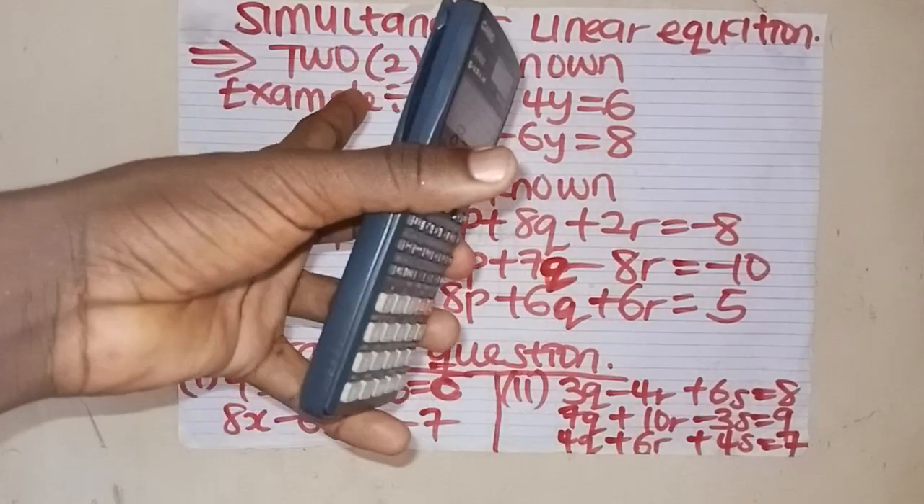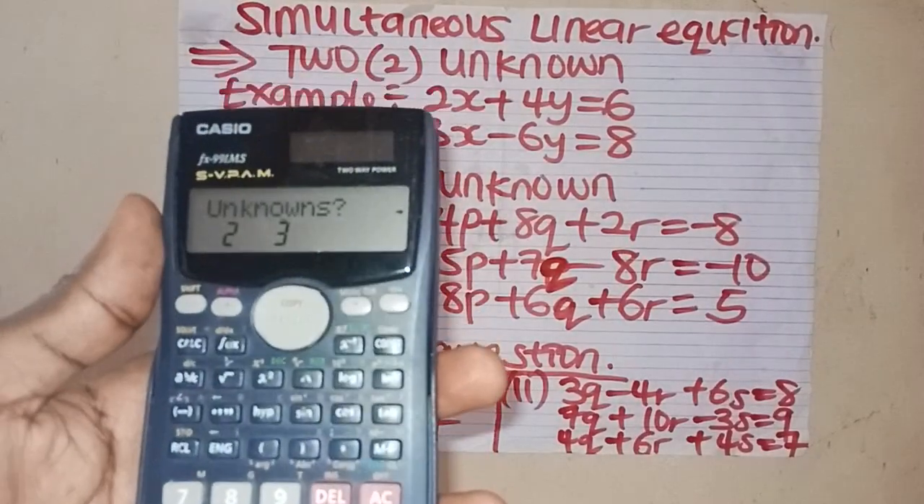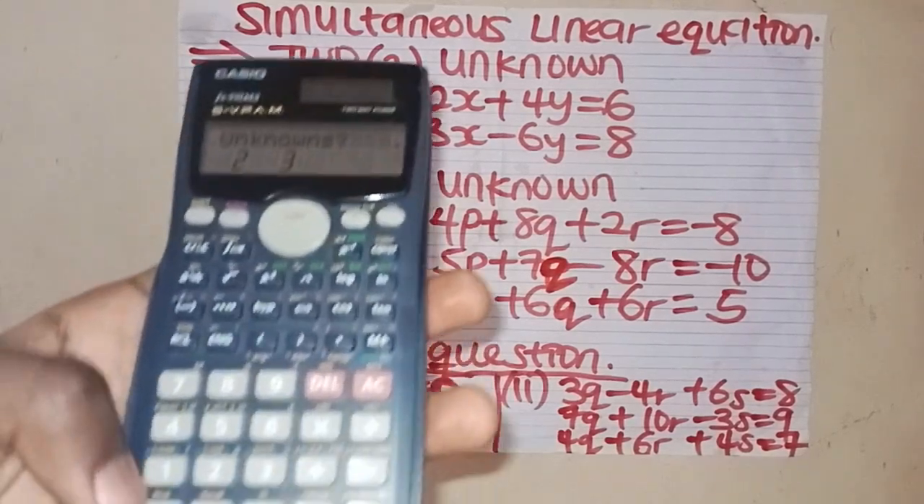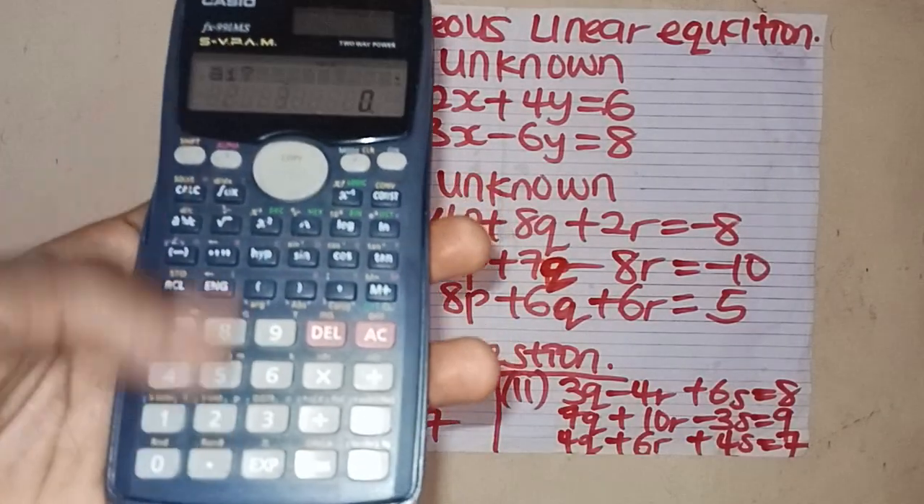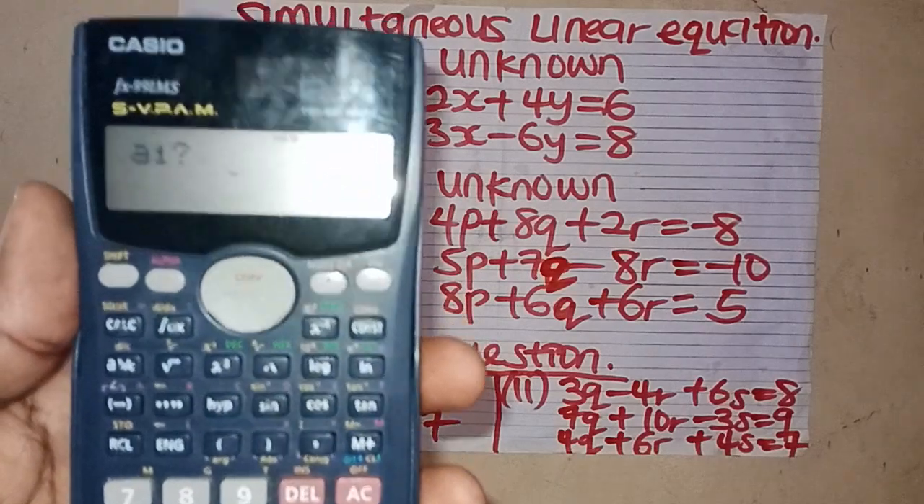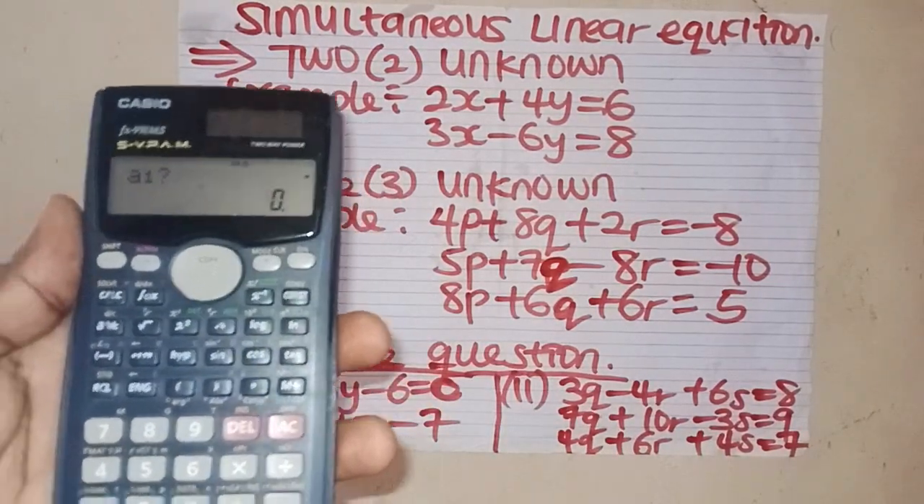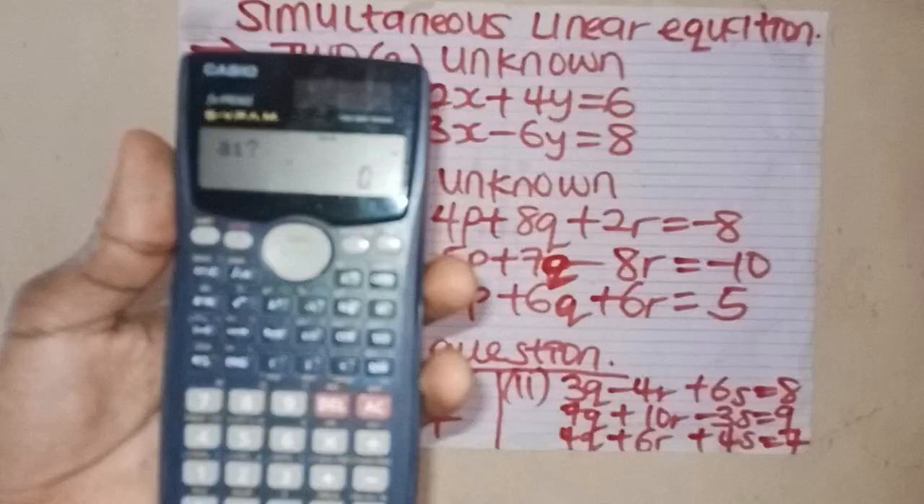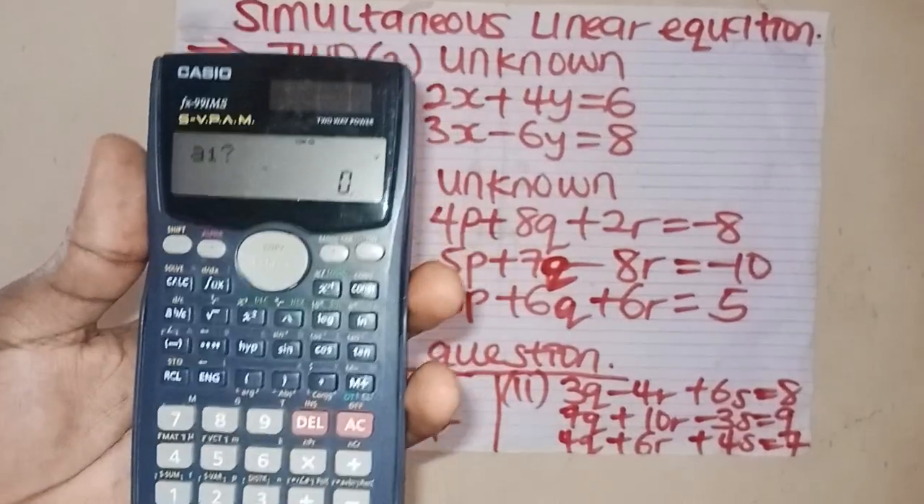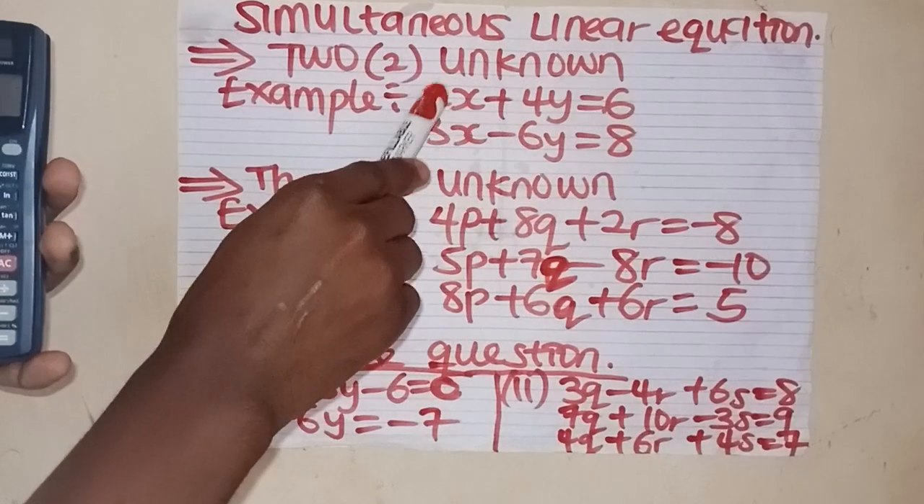Looking at the question here, this first one is the two unknowns. So now I will press 2. I've clicked on 2. It brought A1. Can you see it? This is A1. Then where is my A1? This is my A1. Look at it.